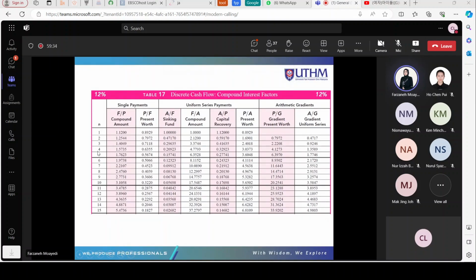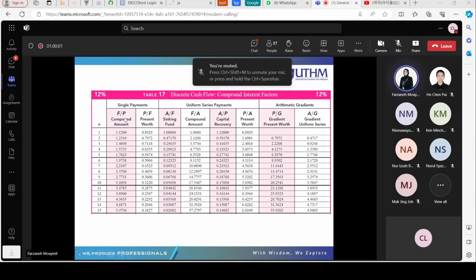The first column that you see on the left here, N, this is the duration, so the year. This means that this is 1 year, 2 year, 3 year, 4 year, 5 year. So the first thing that you want to be looking at is the 5th year. So far we have found the correct row. So either we are going to be picking this value or we are going to be picking this value.